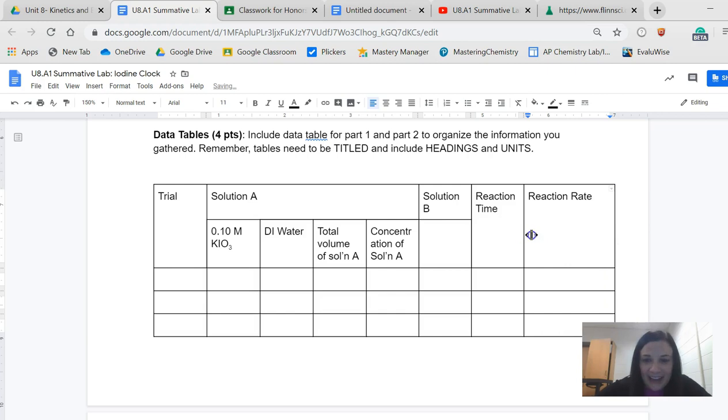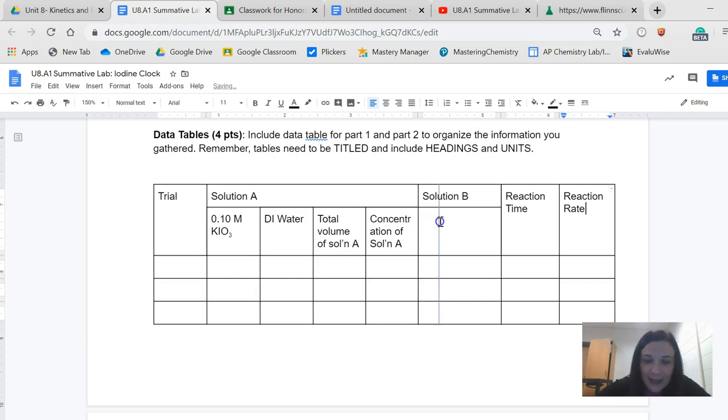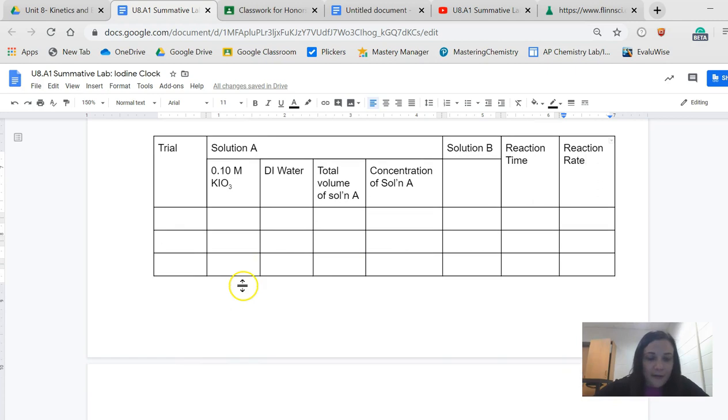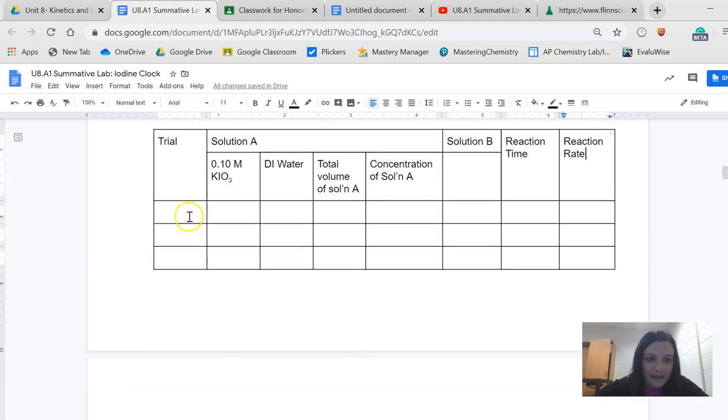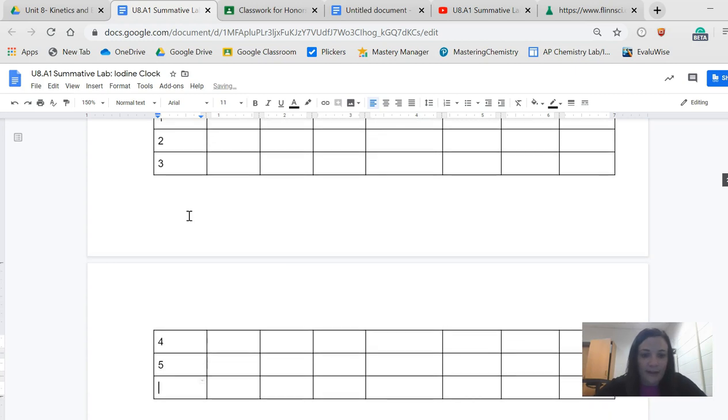So from here you can adjust each of your columns to make it look a little bit nicer. Alright, so it looks something like this. This would now be trial 1, 2, 3, 4, 5, and 6.